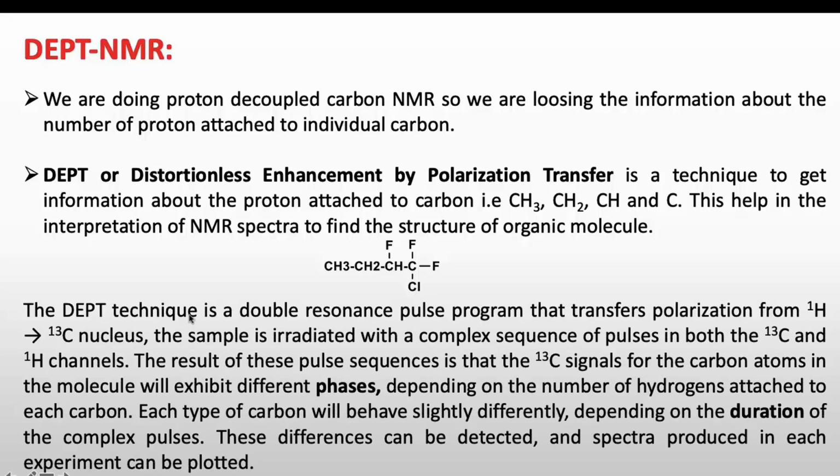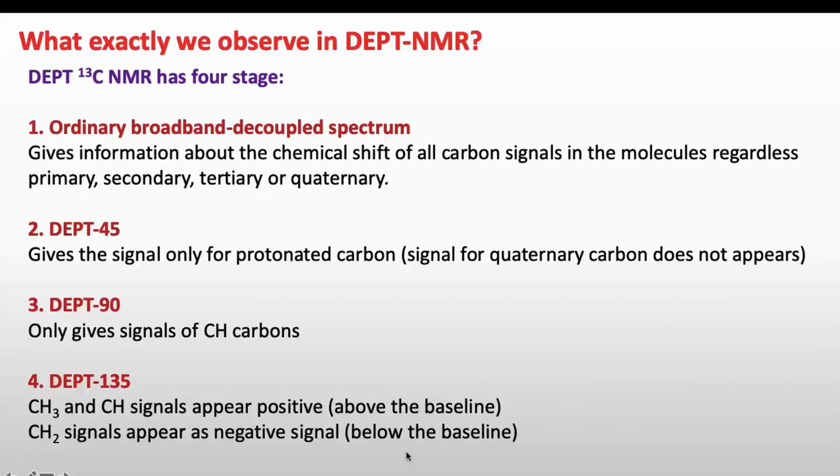The DEPT technique is a double resonance pulse program that transfers polarization from proton to carbon nucleus. The sample is irradiated with a complex sequence of pulses in both the 13C and 1H channels. The result of these pulse sequences is that the 13C signal for the carbon atoms in the molecule will exhibit different phases. Depending on the number of hydrogens attached to each carbon, each type of carbon will behave slightly differently depending on the duration of the complex pulse, and this difference can be detected and the spectra produced in each experiment can be plotted. Now come to what exactly we observe in DEPT NMR, which is important for us to find the structure of an organic molecule.